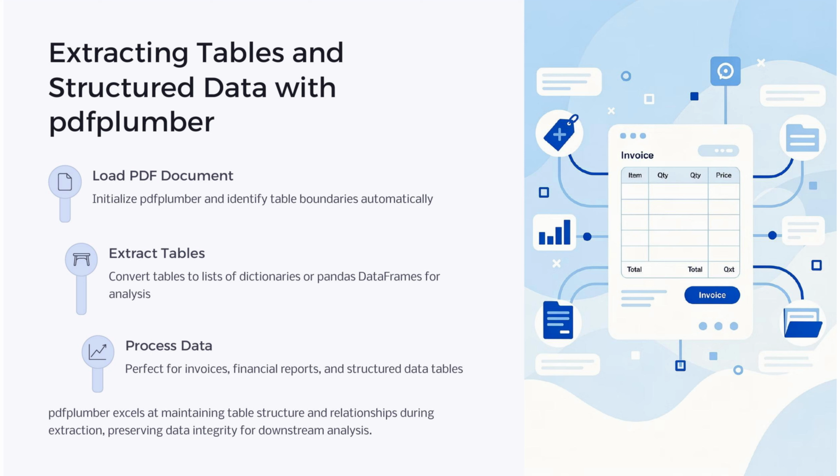PDF Plumber efficiently extracts tables from portable document formats, maintaining structure and relationships. It automatically identifies table boundaries, converting them into lists of dictionaries or pandas data frames. This is ideal for analyzing invoices, financial reports, and structured data, ensuring data integrity for further analysis.